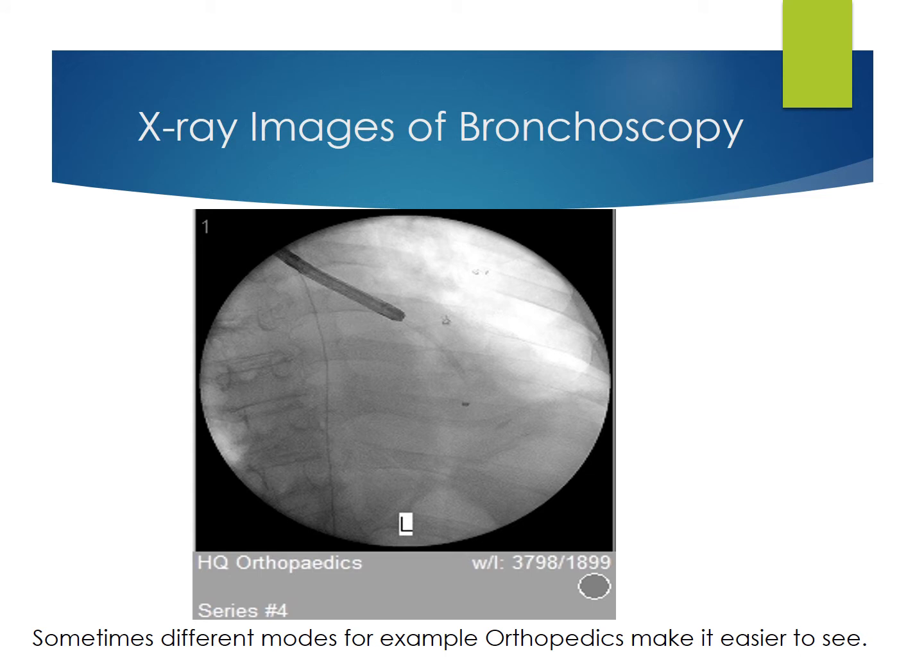X-rays of a bronchoscopy. Now notice below you have HQ Orthopedics. That is the mode selected on the C-arm. Sometimes different modes will make it easier to see this better. You might have to play with your C-arm.